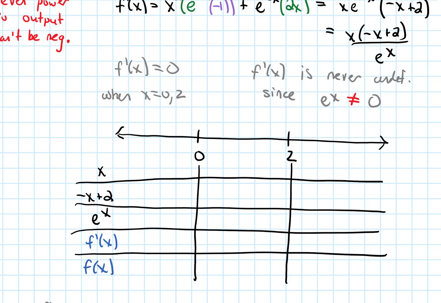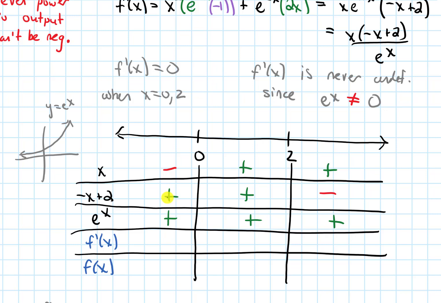Okay, and at 0, with the factor x, that's positive when x is bigger than 0, and it's negative when x is less than 0. With the negative x plus 2, this is positive when x is smaller than 2. So it's going to be positive over here, and it's going to be negative when x is larger than 2. We already said e to the x is always positive. We could also visualize that by drawing the graph of e to the x. Remember, the graph of e to the x has this shape. And that graph always has positive outputs, positive y values.